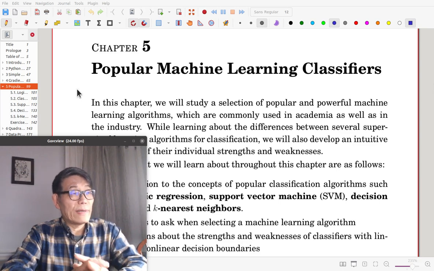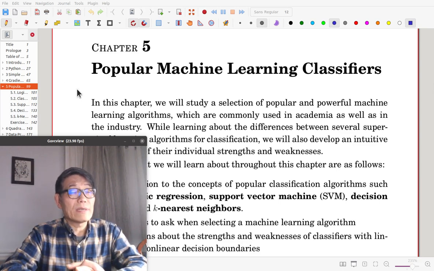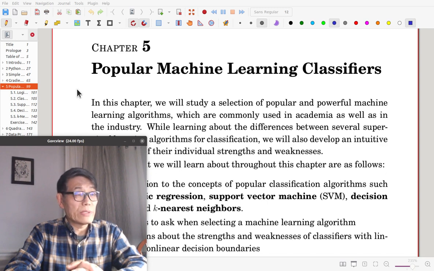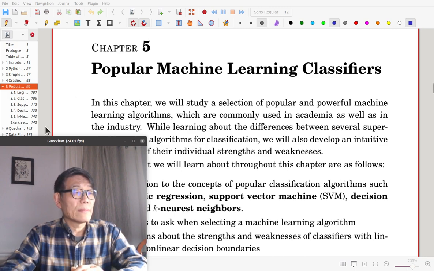Now, Chapter 5, Popular Machine Learning Classifiers. In this chapter, we'll study a selection of popular and powerful machine learning algorithms such as logistic regression, support vector machine, decision trees, and k-nearest neighbors.